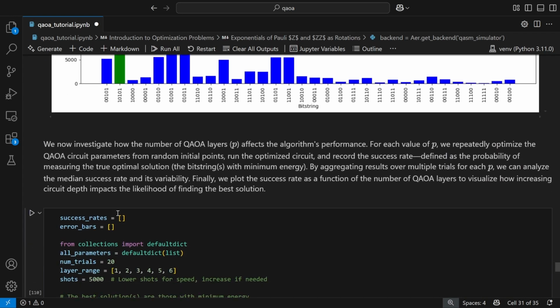Okay, so now let's look at the effect of the number of layers on the performance of the QAOA algorithm. Generally, we expect to see better performance as we increase the number of layers. It is relatively challenging because as we increase the number of layers, the circuit becomes deeper, simulating it takes longer, and also we end up with more parameters that we need to optimize.